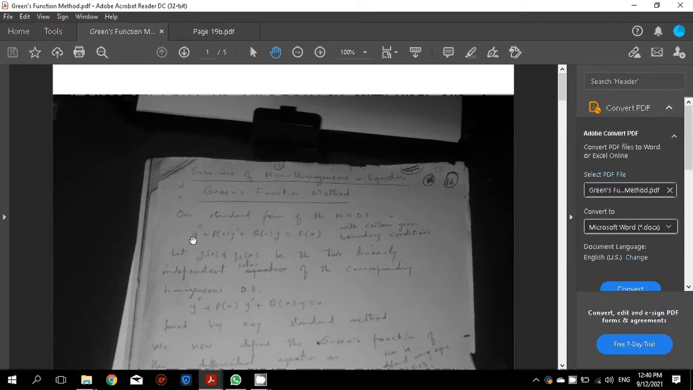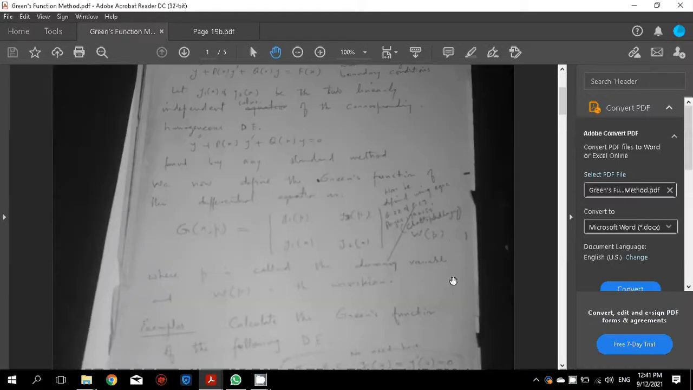Now for the corresponding homogeneous equation, we put f(x) equal to 0, and we have learned to calculate the two solutions. The two solutions of the homogeneous part of this equation, y1(x) and y2(x), should be linearly independent solutions, and then once we have these solutions, we define the Green's function.